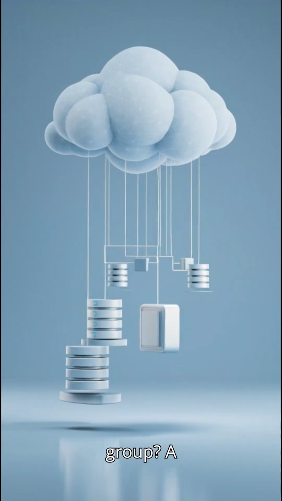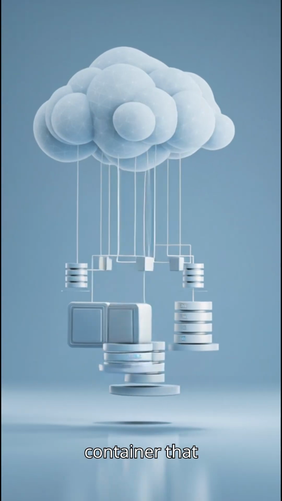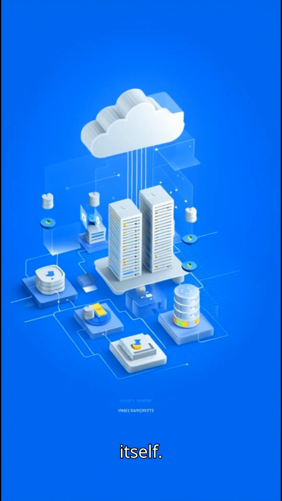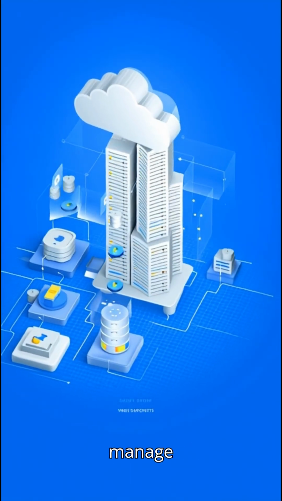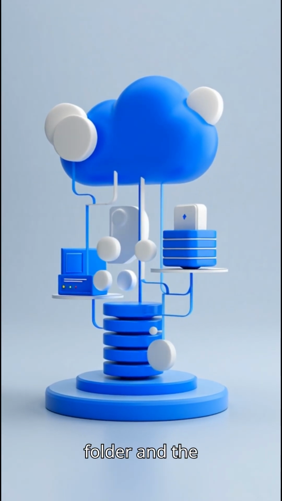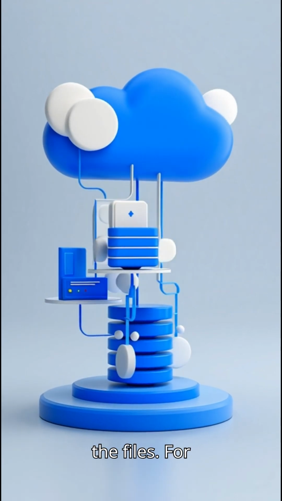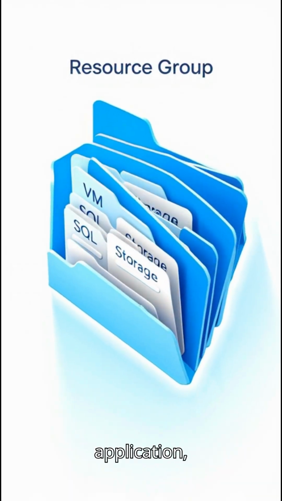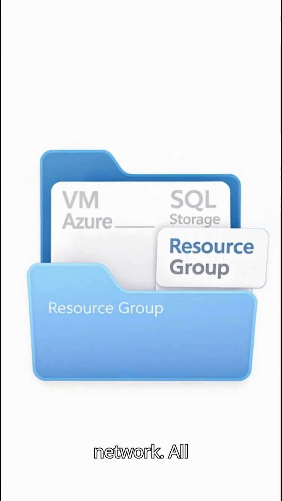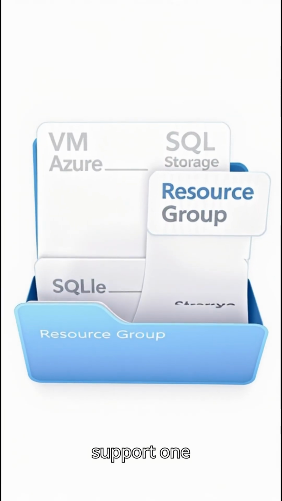What is an Azure resource group? A resource group is a logical container that holds related Azure resources. It does not provide compute, storage, or networking itself. Instead, it helps you organize and manage resources as a unit. Think of a resource group like a folder, and the resources inside it are the files. For example, if you're running a web application, one resource group might contain a virtual machine, storage account, SQL database, and virtual network. All these resources together support one application.